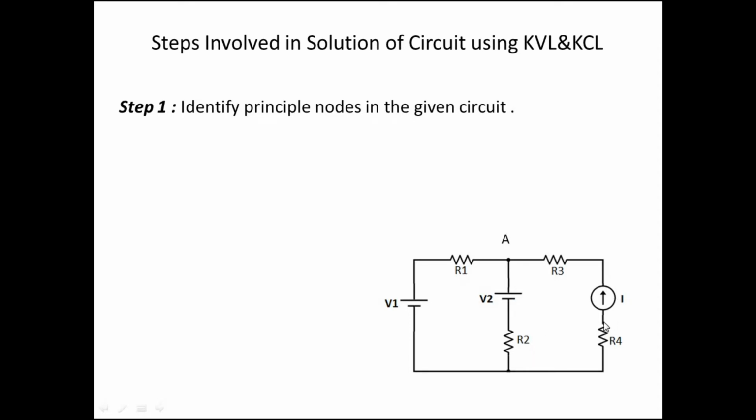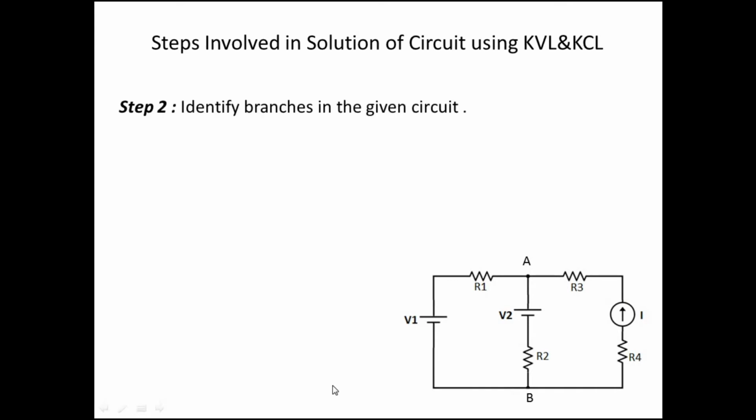And another one is this, formed by only two elements, so this is just a node. This one is by R2, R4 and V1, so this is another principal node. So the only principal nodes are A and B. There are two principal nodes.